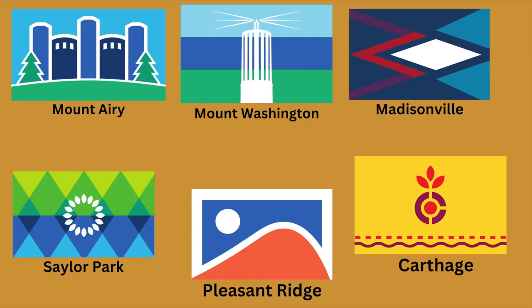These six neighborhoods joined in the year 1911. Mount Airy, Mount Washington, Madisonville, Sayler Park, Pleasant Ridge, and Carthage.